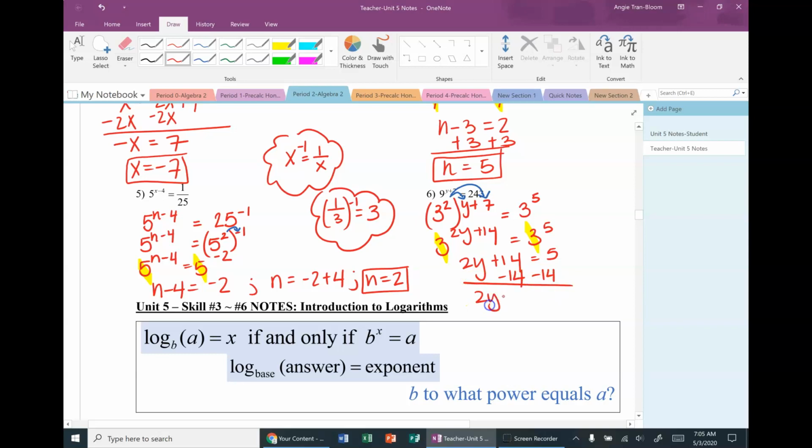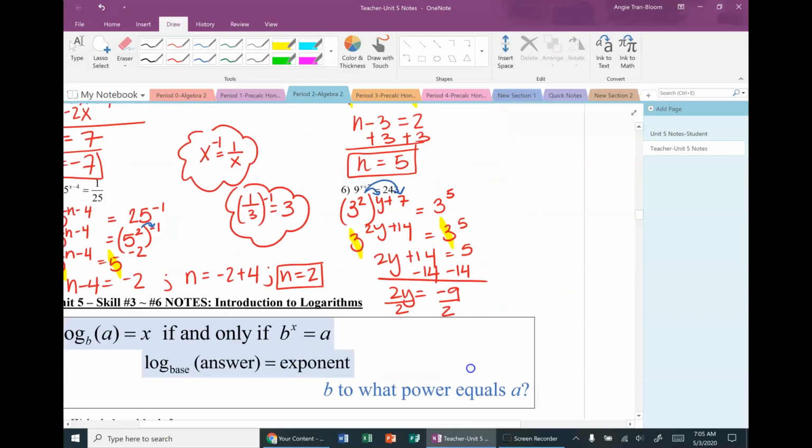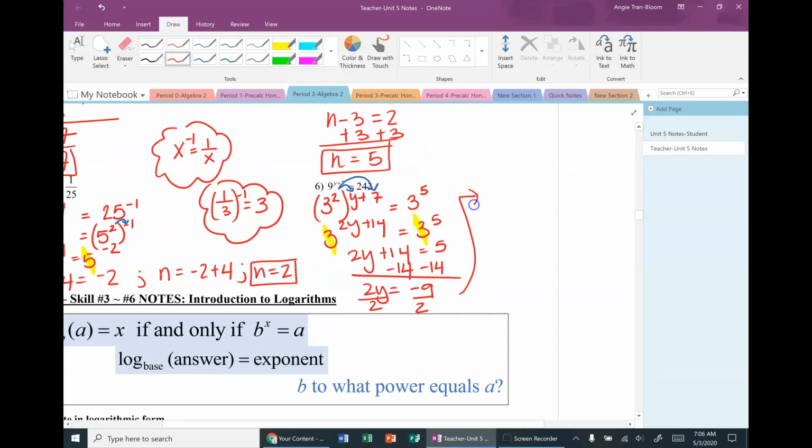So we got 2y equals negative 9. Divide both sides by 2. And that is as far as we can go for that piece. y equals negative 9 over 2. Or you can give me y equals negative 4.5. Now only give me a decimal if you can round that perfectly. And that concludes our lecture for this one.